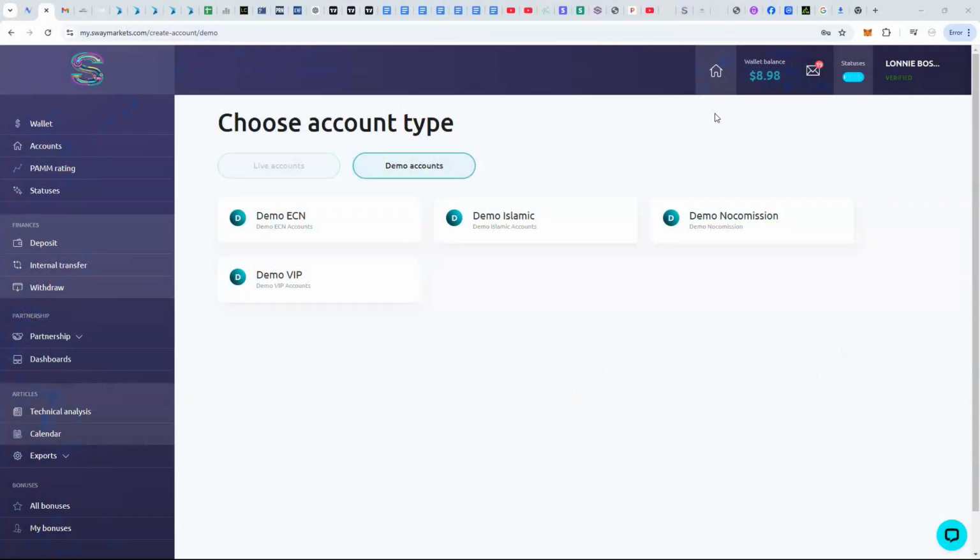Hello, everybody. Today I'm going to show you how to make a trade on the sway charts. It's very simple. I'm going to start a demo account. And so this is sway markets. You go in here and let's go back.